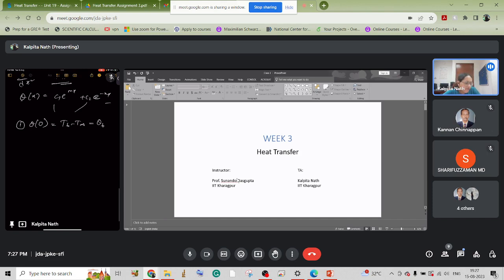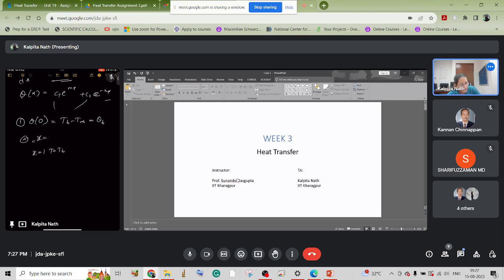Now we can take four conditions here. First one is if the fin is very large. For that, at x equal to infinity, T will be equal to T infinity. And if the fin is considered short, then at x equal to L, the entire fin is going to be at constant temperature, that is the base temperature. So at x equal to L, T is equal to Tb, and at x tends to infinity, T tends to T infinity.